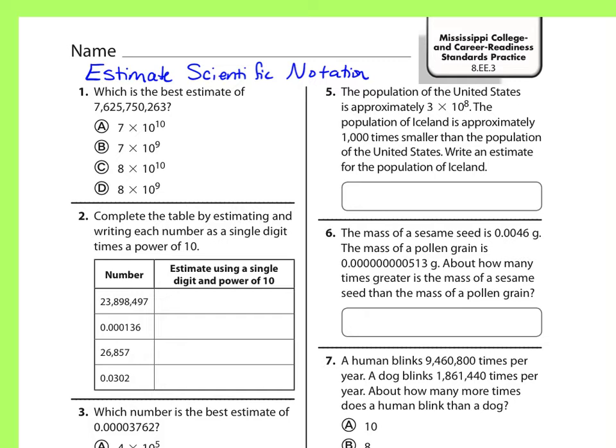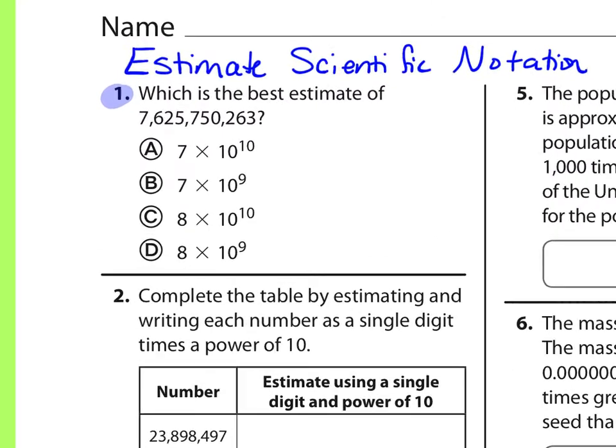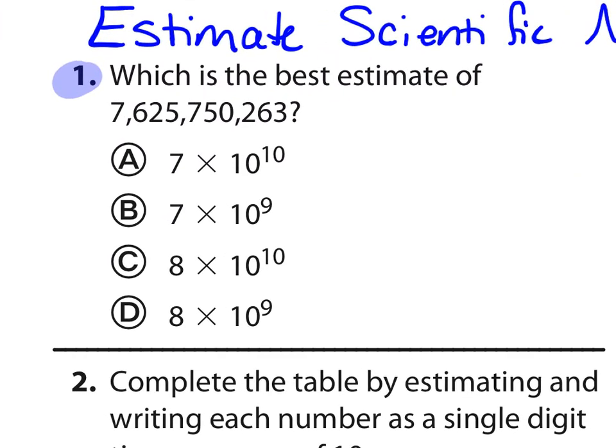So this first one asks for an estimate of 7,625,750,263. So when we estimate it, we can just round. So I'm going to go ahead and look here at this 7 and say the digit to the right of it, that's 6, we'll make it round up to an 8. So it's like an 8 followed by 9 zeros.